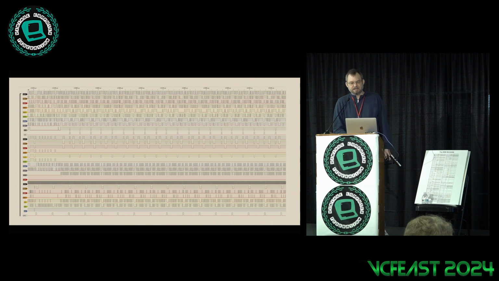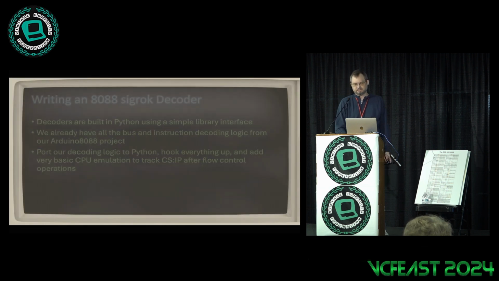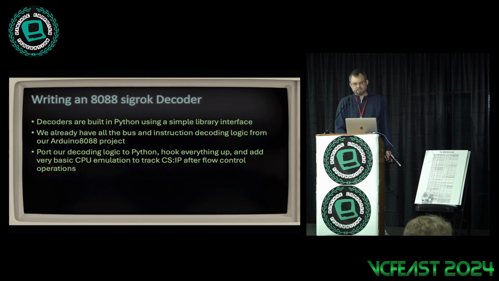This is what you get out of the logic analyzer in raw format, which is pretty, but no use to anyone. So you have to write a decoder for this. Now, decoders, this is the Sigrok PulseView program. Sigrok is a great open source logic analyzer software. Decoders are built in Python, but it turns out we already have all the logic we need.